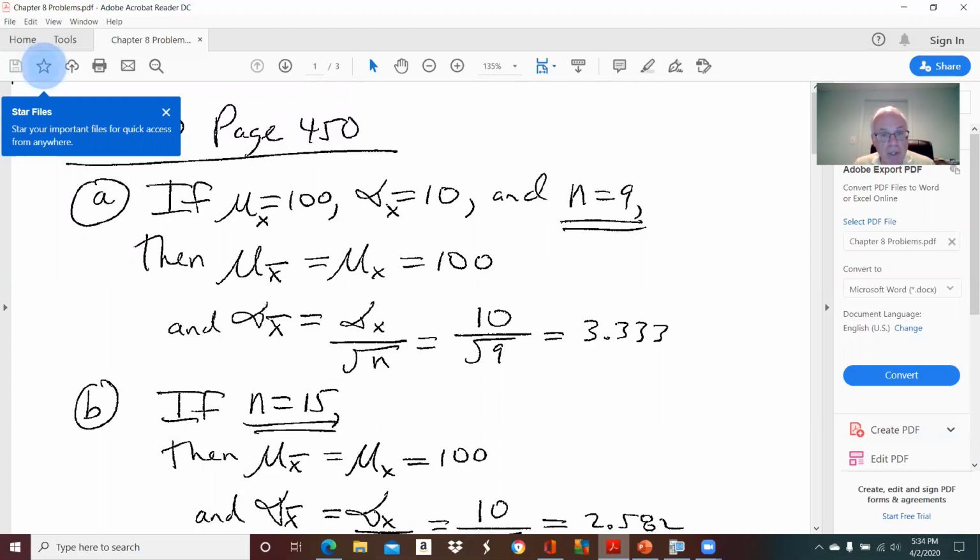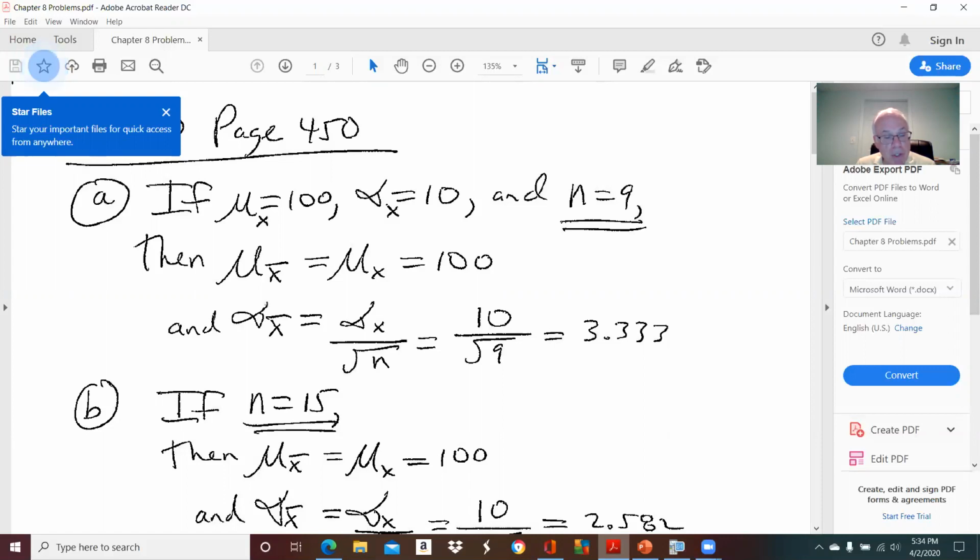Now, when n is equal to 9, the mean is still 100. Why is the mean 100? Because mu X bar is always equal to mu X. So it doesn't matter what the sample size is. The mean of the sampling distribution is equal to the mean of the population. In this case, it's 100.